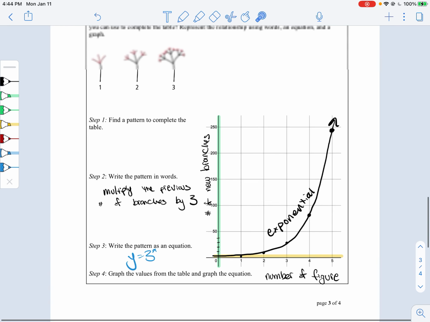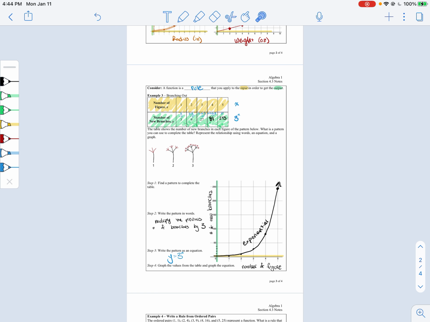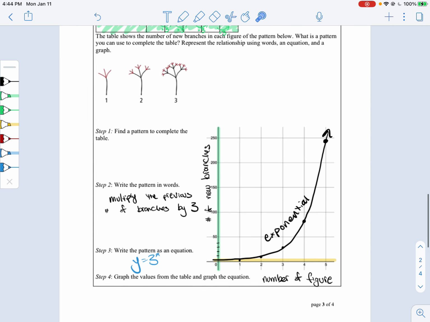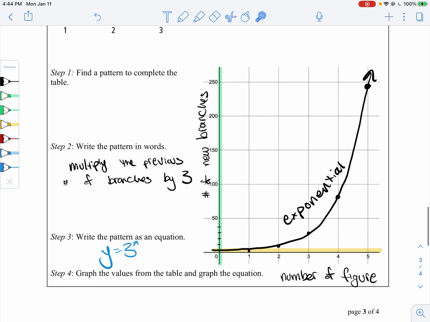No. But I didn't ask, is this exponential? I just asked, is this linear? I didn't even ask that. Bonus question, is this linear? No, this is non-linear. Okay, here we go.